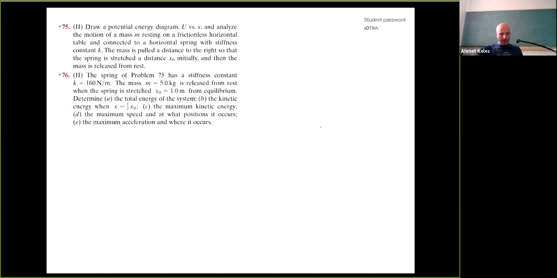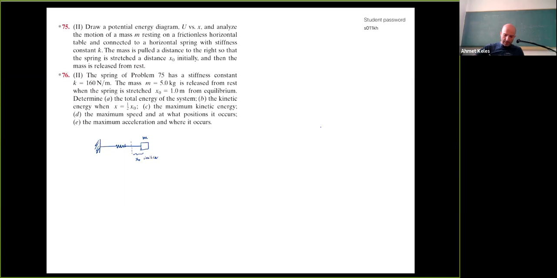So here's the problem. Draw a potential energy diagram U versus X and analyze the motion of a mass M resting on a frictionless horizontal table and connected to a horizontal spring with stiffness constant K. The mass is pulled a distance to the right so that the spring is stretched a distance x naught initially, and then the mass is released from rest. Okay, I think this is a lot of words again, but so there's some spring, there's some mass, and this one is stretched some x naught.